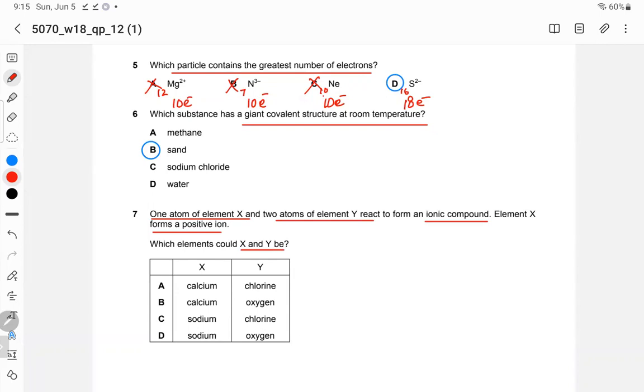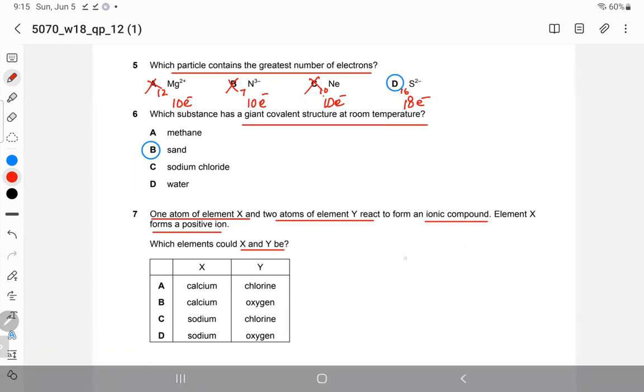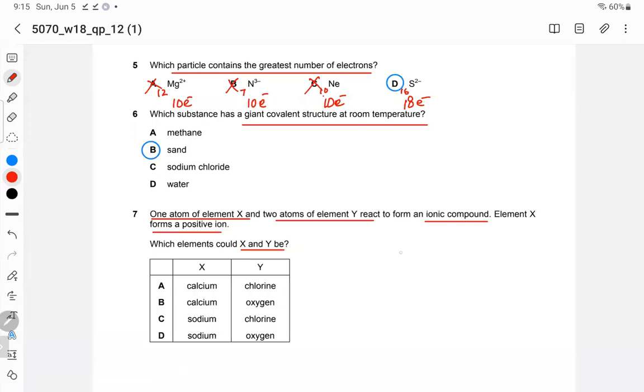It's A. Why? Because they are saying that the formula is XY2 and X is forming a positive ion. So X must be 2 positive, and if it's 2 positive, it means it's group 2, so it can be calcium. And it means Y is 1 negative, which means it's from group 7, which must be chlorine. So B, C, and D go wrong, and A is our correct answer.